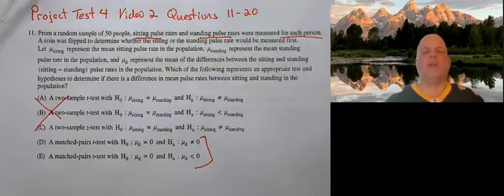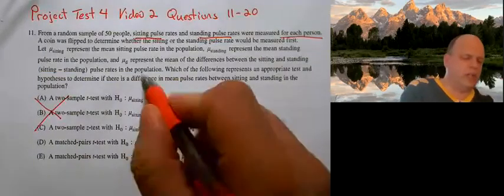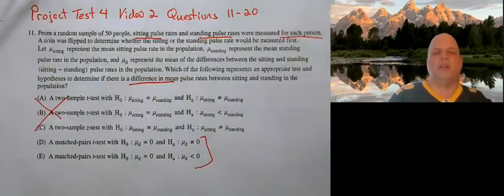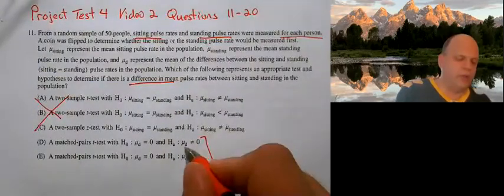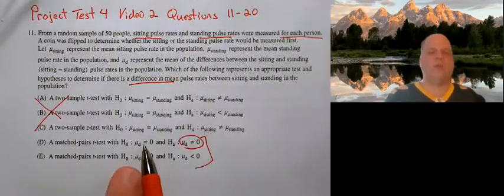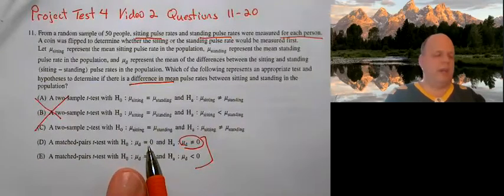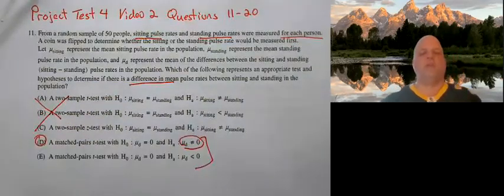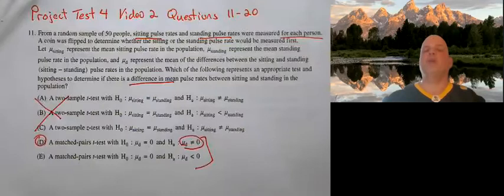So now we're looking for a key word. And it turns out the key word here is difference. The fact that they're asking us for a difference means our alternative should be a not equal. Now notice this equals 0. When we're working with a paired test, 99% of the time it's going to equal 0. It's not 100% of the time, but 99% of the time it's going to be set up as 0, meaning we don't expect there to be a difference. But regardless, the answer to number 11 is D.